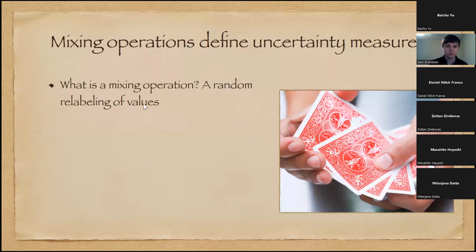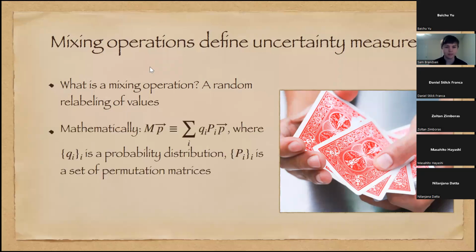So what an uncertainty measure is: we noted that the entropy function is non-decreasing under mixing operations, where a mixing operation is a random relabeling of values. You would expect that if you're performing random processes or random relabelings, the uncertainty cannot decrease. Mathematically, a mixing operation means that with some probability qi, you'll perform a permutation pi.